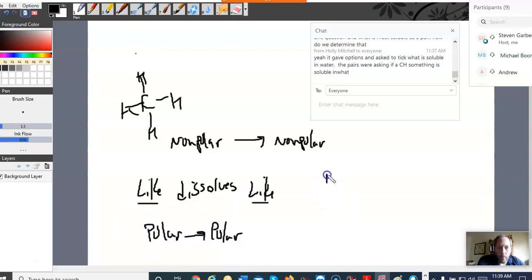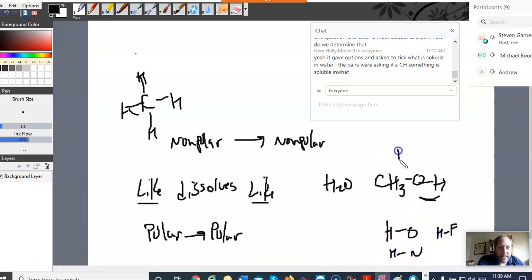For example, water will dissolve methanol, because there's a hydrogen bond right here. You remember, hydrogen bonding is between hydrogen and oxygen, hydrogen and nitrogen, and hydrogen and fluorine. So this has hydrogen bonding, this has hydrogen bonding, therefore these are soluble in each other.